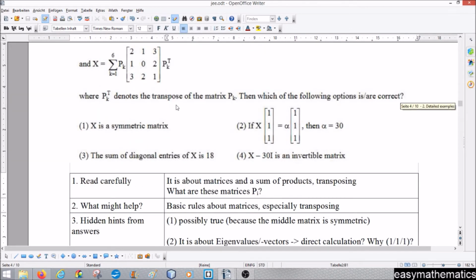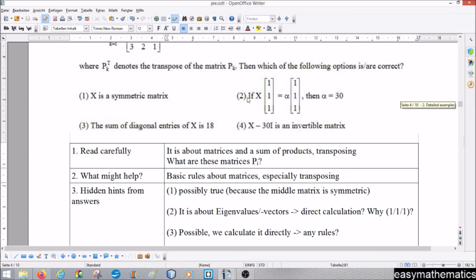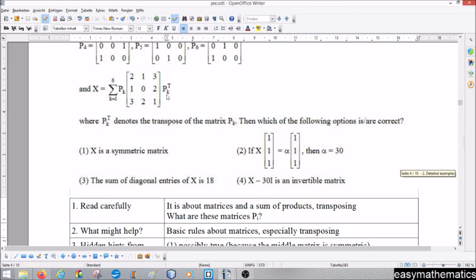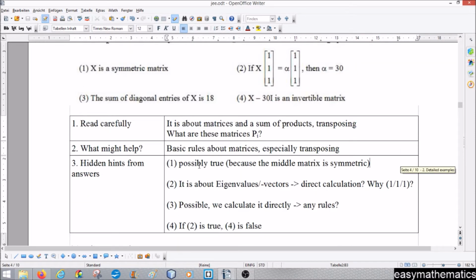Then we should think about what can help us. Of course, we should be familiar with some basic matrix operations, especially transposing and so on. And if we think about the answers 1 to 4, we can get an idea what's going on. X is symmetric. Yeah, this is possibly true. It makes sense because the middle matrix is symmetric. And yeah, so 1 is true or not.